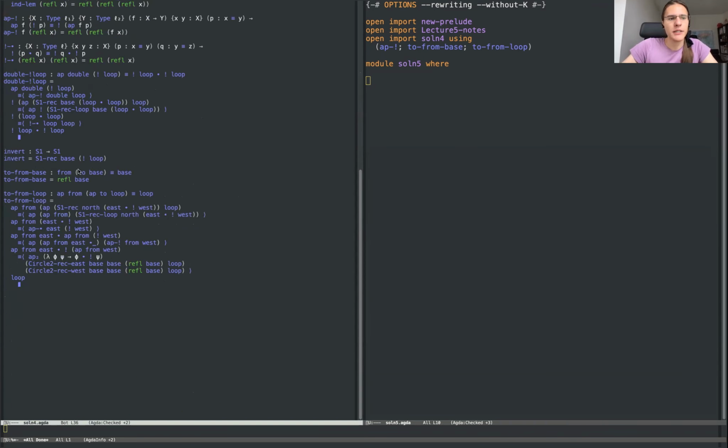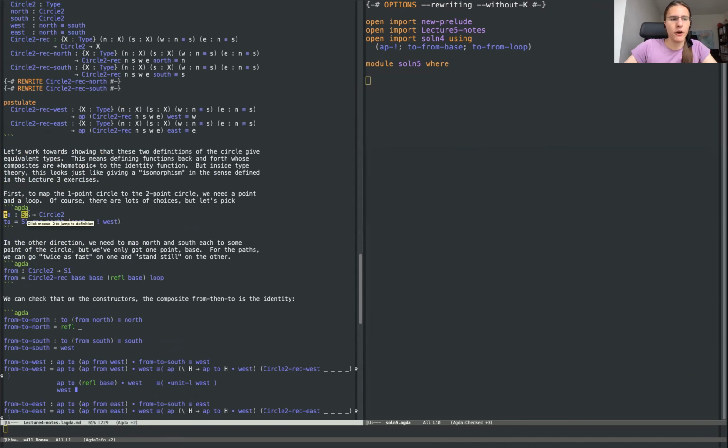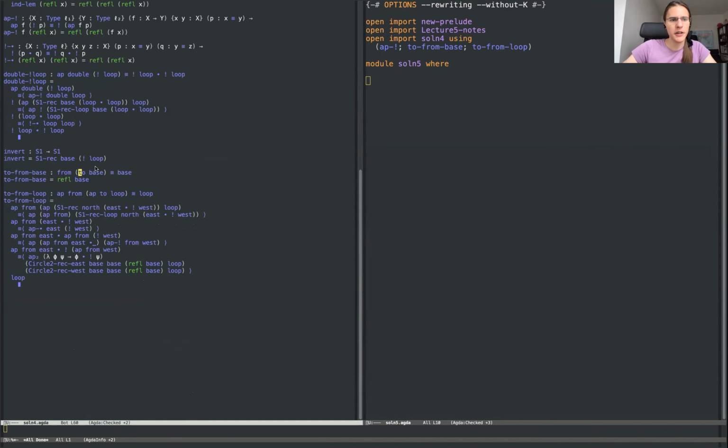And last time we constructed two functions, to from base and to from loop. I guess in lecture 4, we constructed the functions to and from. If we look at what these functions are, to is a function from S1 to the 2-point circle, and from goes in the other direction. So we've shown that in this composite, to first and then from, if we just evaluate it on base, we get base. And if we apply this composite onto the loop, we get loop.